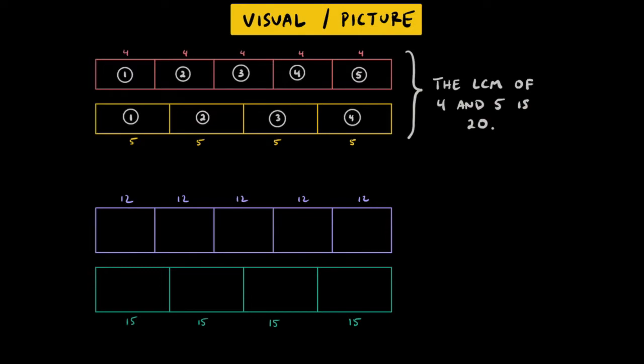If these rectangles don't make so much sense to you, try thinking about lights. Imagine a first light will blink every 4 seconds, while a second light will blink every 5 seconds. Assuming they just blinked at the same time, when's the next time that they will blink together?